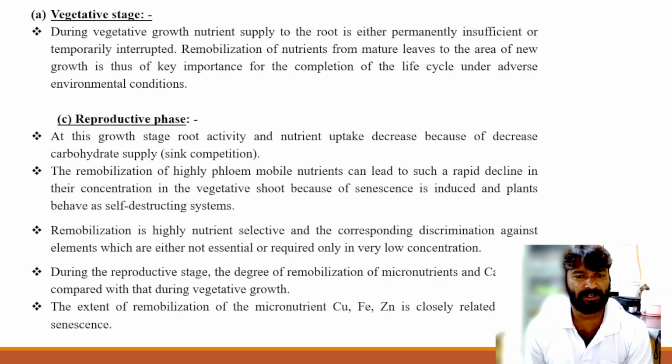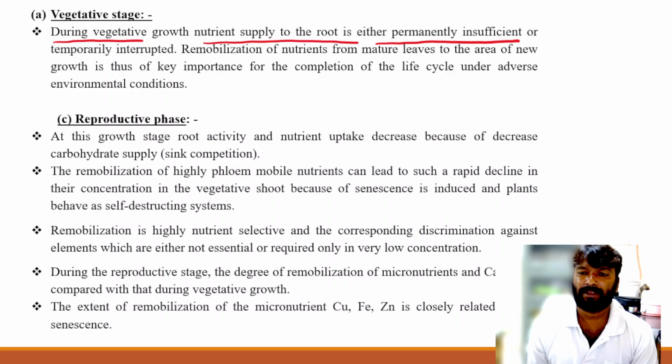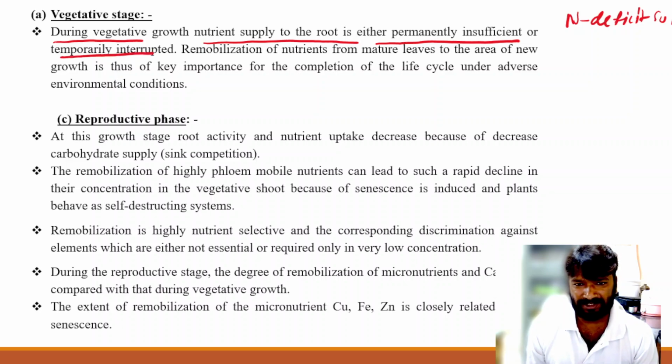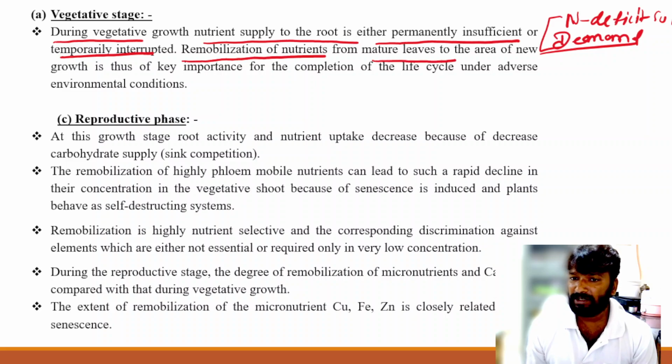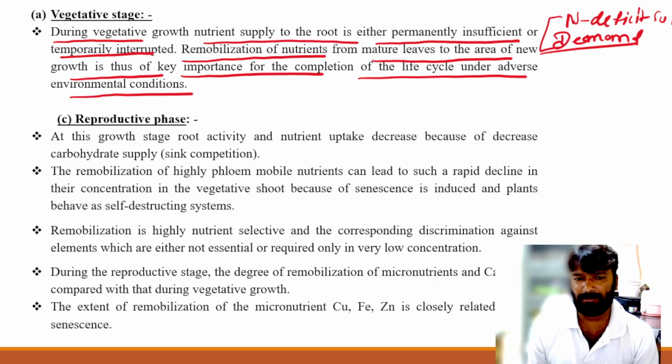Second, at the vegetative phase. So during vegetative growth, the nutrient supplied to the root is either permanently insufficient if they are growing in nutrient deficit soil, or temporarily interrupted when the demand is high. Okay, these two cases can happen. And remobilization of nutrient from mature leaf to the area of new growth is thus of key importance for the completion of life cycle under adverse environmental condition.